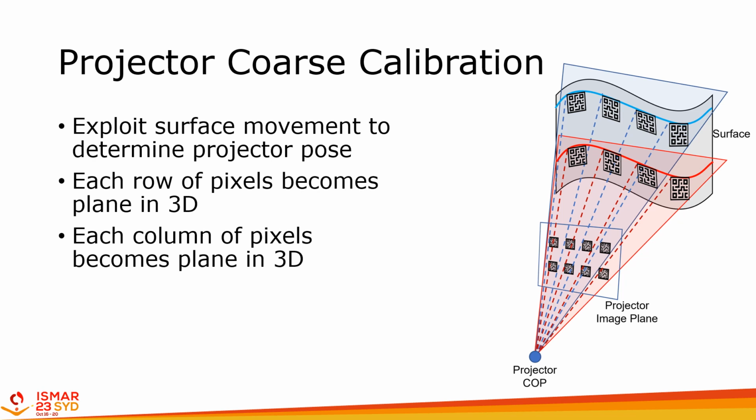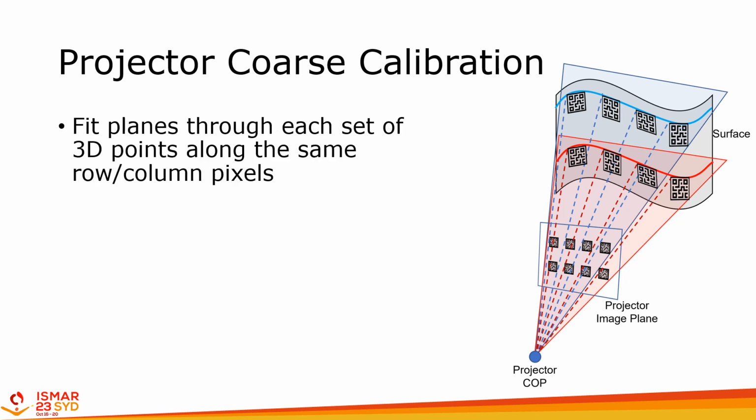We exploit the surface movement to determine the projector pose. So first we observe that each row and/or column of projector pixels in 2D forms a plane in 3D. So we fit planes through each set of 3D points that correspond to the same projector row or column.